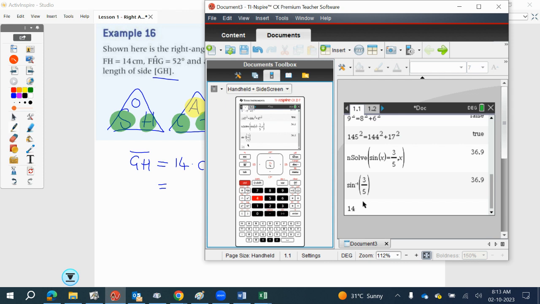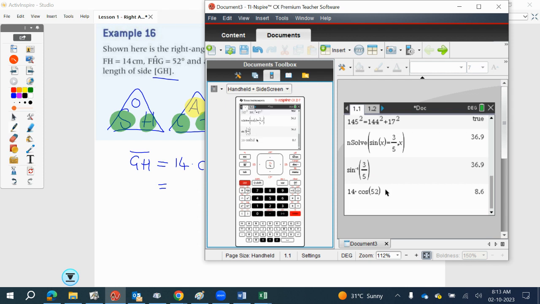So we get 14 times cosine 52. Look at my answer. When I'm doing problems on this course, I have my calculator set for 3 significant figures. That means float 3. Notice how my answers have been 3 significant figures each time. How many significant figures do we see here?